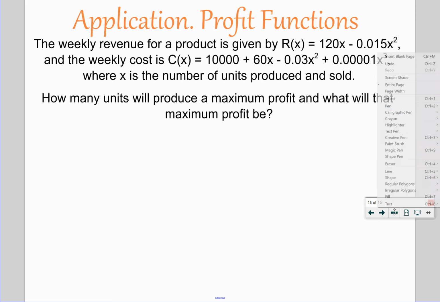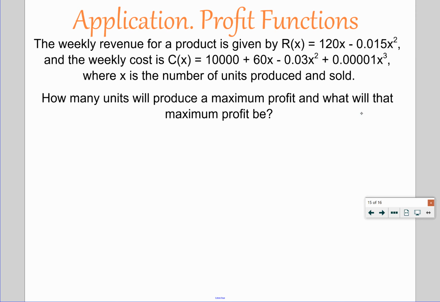Okay, our very last problem is, again, a profit function. I know we've seen some of these before. This says the weekly revenue for a product is given by R of x equals 120x minus 0.015x squared, and the weekly cost is C of x equals 10,000, I'm going to put a little comma there so we remember that's a 10,000, plus 60x minus 0.03x squared plus a big number times x to the third, where x is the number of units produced and sold. So that's important. X is the number of units that are produced and sold. We want to know how many units will produce a maximum profit and what will that maximum be.